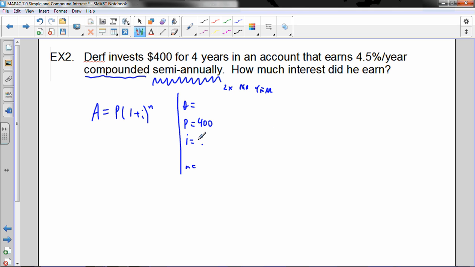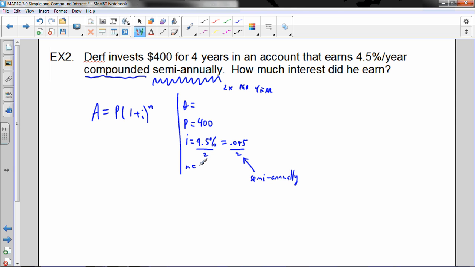The I is, I can see that's 4.5%, but written as a decimal, 0.045. But I've got to be careful though, because it's compounded semi-annually. So he gets 4.5 in the whole year. I divide by 2 to figure out how much he gets every half year, and that's the idea of the semi-annually. That's where that word comes into play.